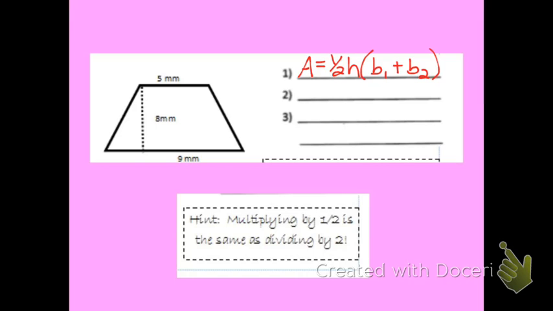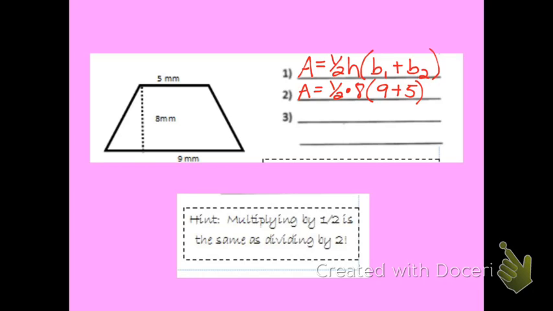So let's fill in the numbers. So area equals 1/2 times the height. What's the height? 8. Remember, it's going up and down. The height is 8. It does matter which one you call the height on this one, because it will mess you up if you get the wrong one. And then the bases are 9 and 5. So we'll put 9 plus 5. Okay, look at your paper. Make sure yours looks like mine.